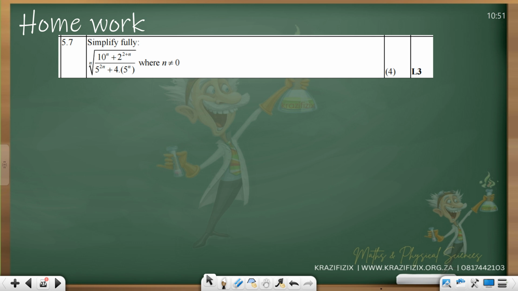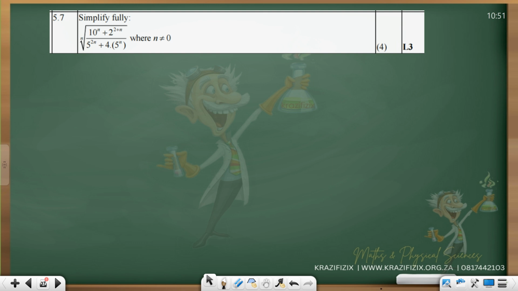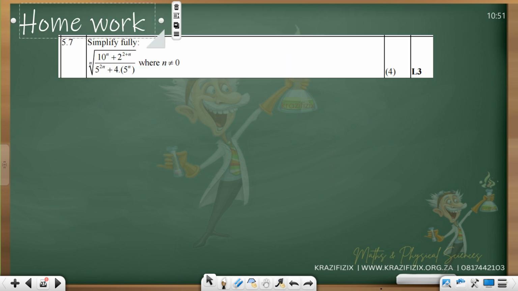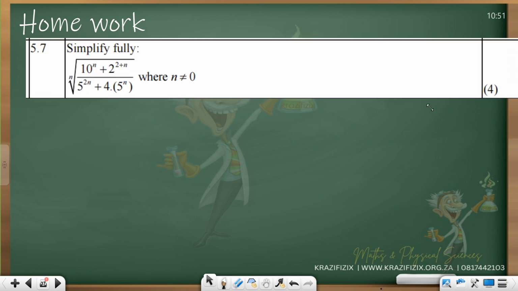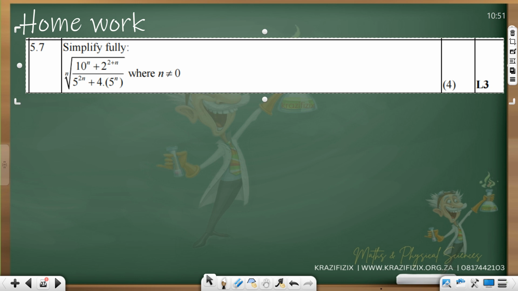Simplify fully. All right, let me write it out. Now, simplify fully. This has to do with laws of exponents. You will do this in grade 12 again in terms of questions, not teaching. So you will be tested again in grade 12. But let's see how I would try to look at this.